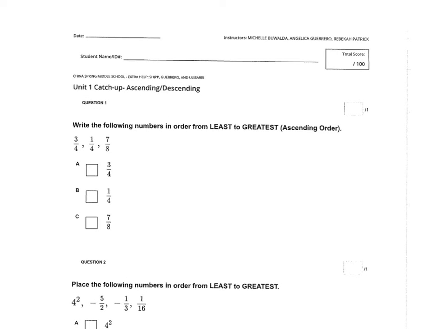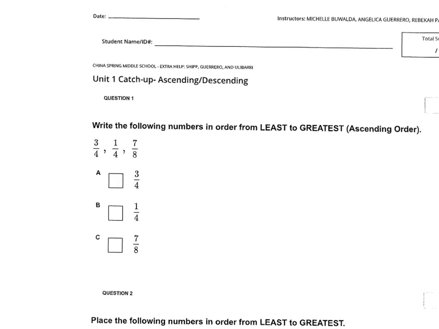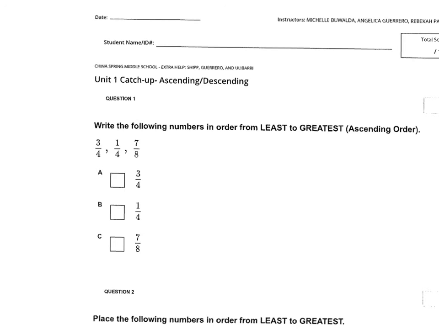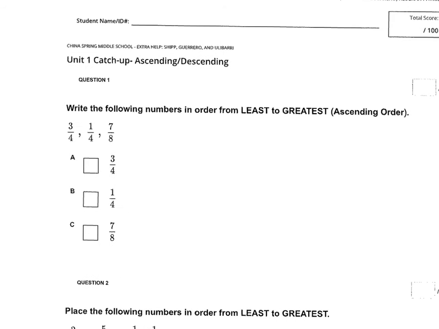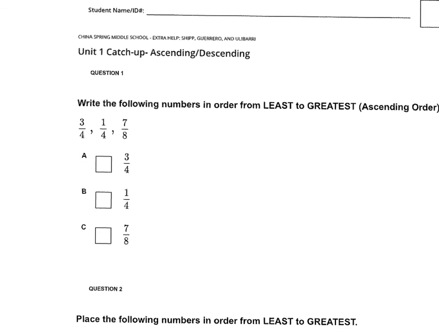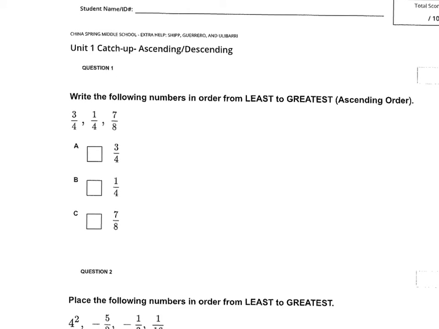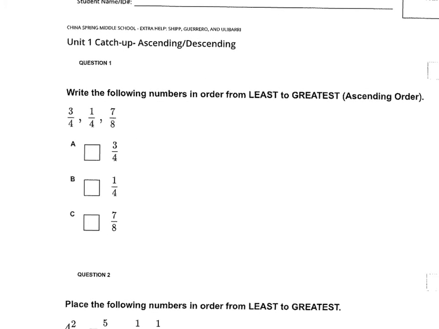So I'll go over a couple of ascending with you, and then I'll go over a couple descending, and then I want you to complete the rest on your own. And you will have your calculators, so hopefully that makes this go a little bit easier. So number 1, write the following numbers in order from least to greatest, or also ascending order. That's a word that you'll see.